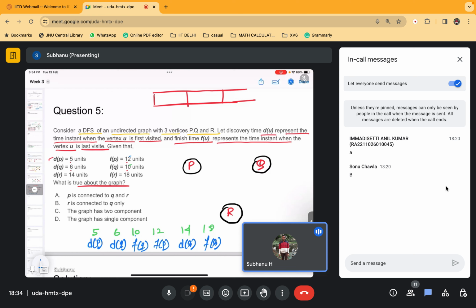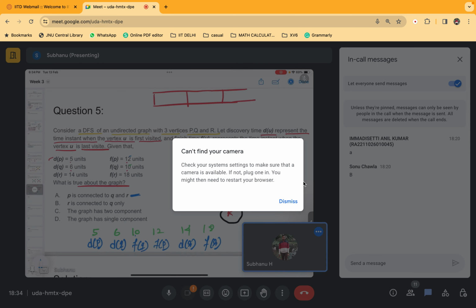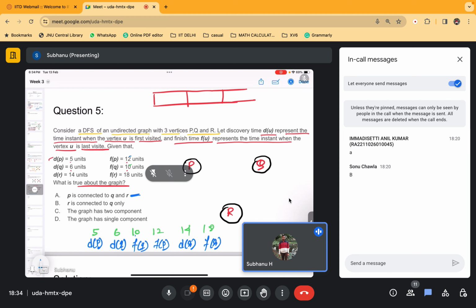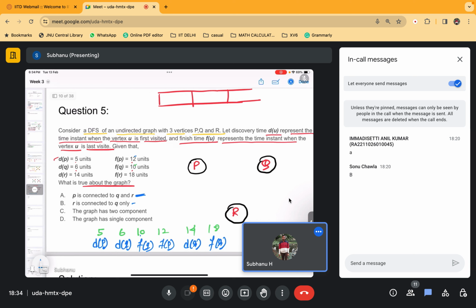So look at the options. The first option is that p is connected to q and r. The second option is that r is connected to q only. We'll see how this is happening. We know this is a DFS traversal, and for DFS we use a stack. So first we have seen p, so in the stack we can put p.